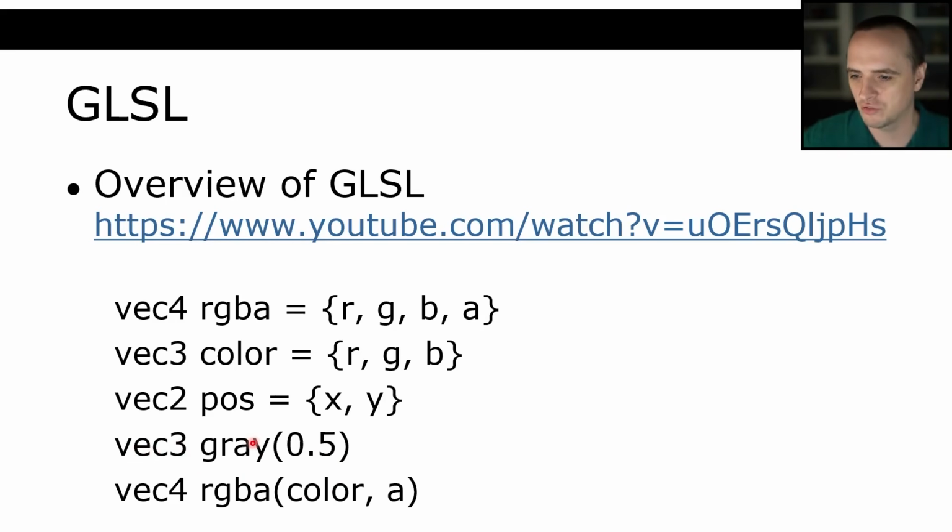So when I say vec3 gray 0.5, what that does is it allocates a new vec3 and every element gets the value 0.5. So even though it's a vector with 3 elements, if we just pass in one argument, it sets all the elements equal to that thing. Similarly, I could say vec4 RGBA, and instead of passing in all 4 things, I could pass in color, which is a vec3, and then alpha, which would be just a floating point value. So the 3 here plus the 1 here would be the 4 for the RGBA.